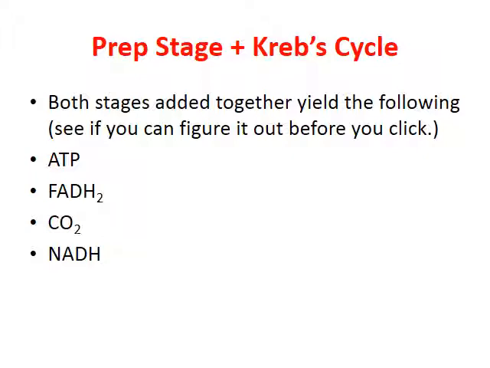Okay, I'm ready to click in the answers. Here we go. So we make a total of 2 ATPs. That's only made in the Krebs cycle. 2 FADH2s, once again, just in the Krebs cycle. We make a total of 6 CO2s. Remember, there are 2 in the prep stage, 4 in the Krebs cycle. And we make 8 NADHs. Look at that. We're building them up now. Those are the superstars, don't forget. So we made 2 NADHs in the prep stage and 6 in the Krebs cycle.